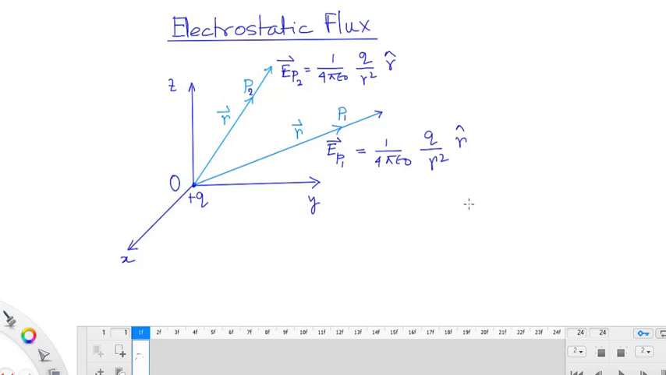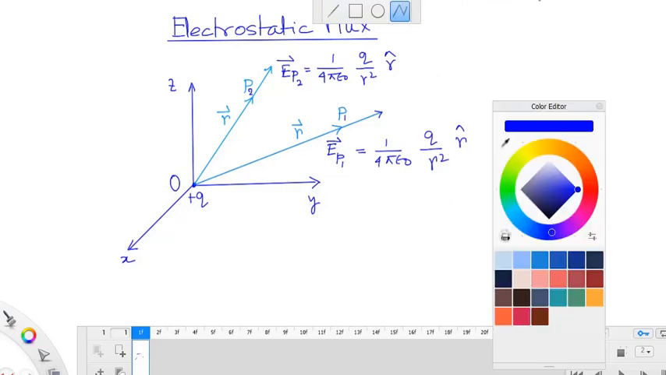Now what is electric flux? Electric flux is defined as the number of lines of force, or the amount of lines of force, passing through a given area. So let's draw that given area first, that is important. Take this area, any area. What color shall I take? So take this color as green.